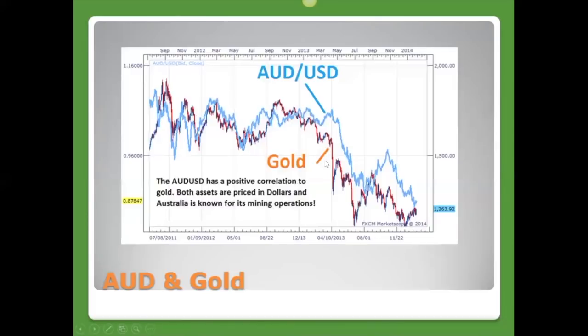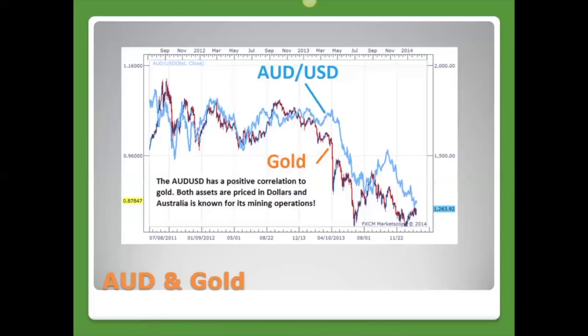Because Australia is a big producer of gold, if something happens in Australia where the mining is not going so well, we will also see that Australian dollar will be impacted by that. Or if there is a risk in the market and we see that gold goes up. Gold, like I said before, is a safe haven asset, so when gold goes up, we'll see that Australian dollar will go up as well.